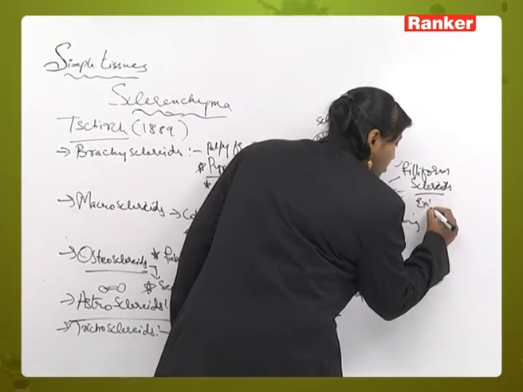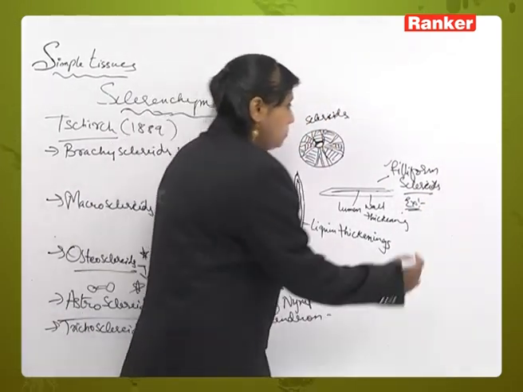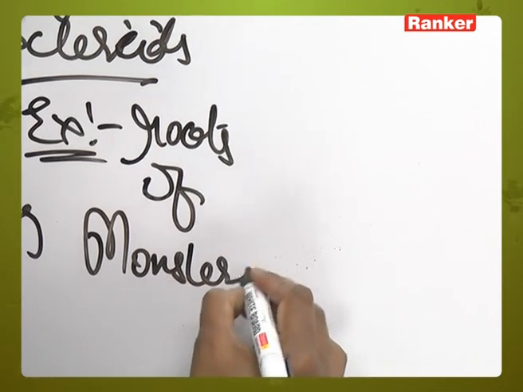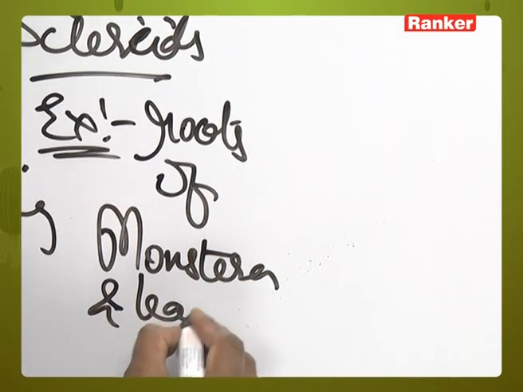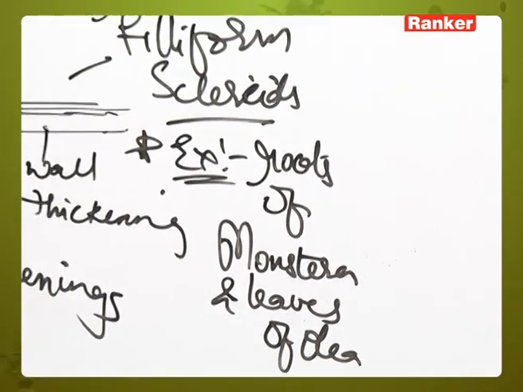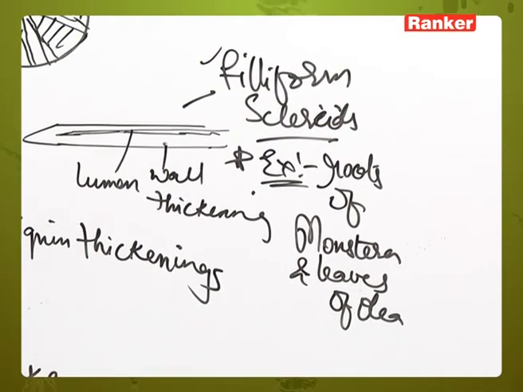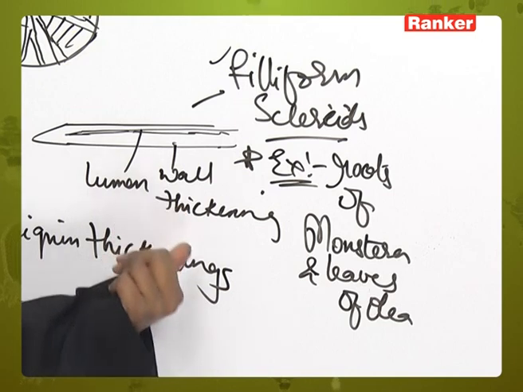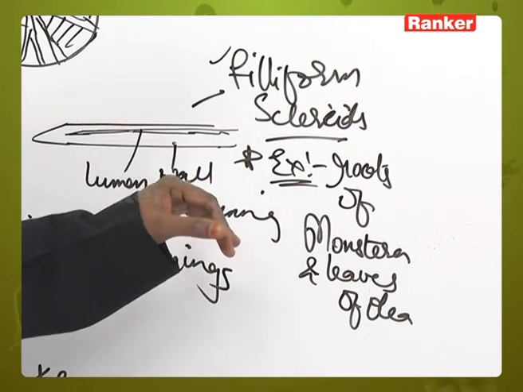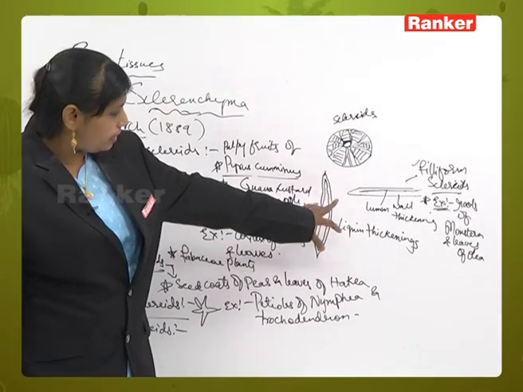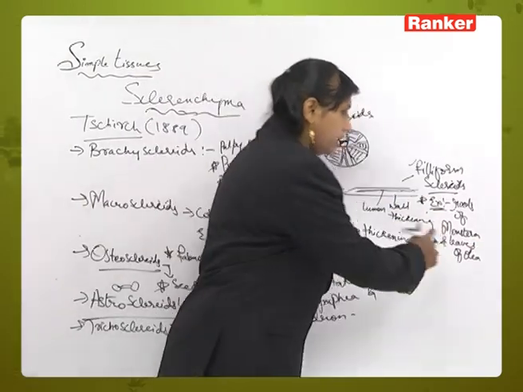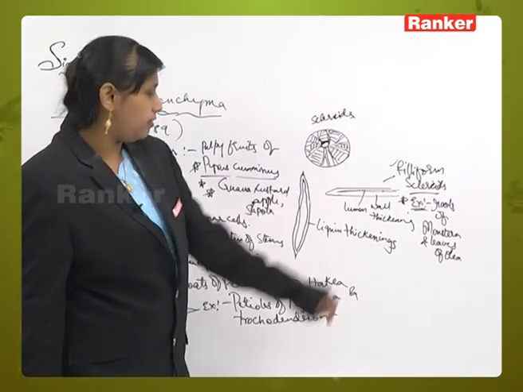The examples for this are the roots of monstera and leaves of olea, and these examples are important. So, filiform scleride is a type of scleride which in appearance looks like a fiber, and the special character is that it has a lumen in the center and the walls showing the thickening are mostly made up of lignin, and there are some simple pits present in the secondary wall thickenings. You can see this type of sclerides in the roots of the monstera plant and also in the leaves of olea.